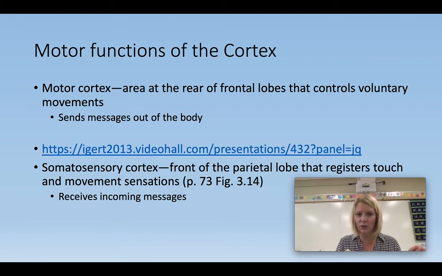So look at page 73 in your book, figure 3.14. You'll see how much of the somatosensory cortex is devoted to each part of the body that could take that incoming message, that incoming touch sensation. It's very, very interesting. I think about how important it is to understand touch, say, on your arm, as opposed to maybe on your cheek. So depending on the body part is how much devotion it gets to the sensitivity of touch.